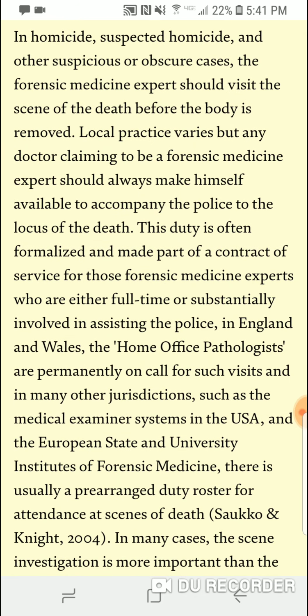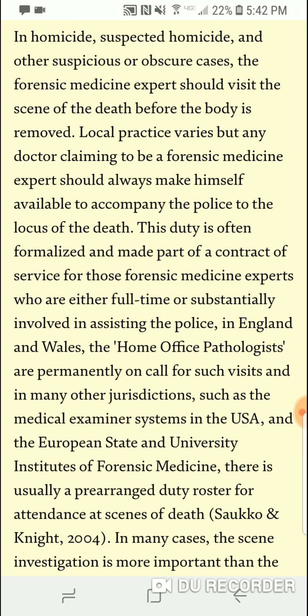In homicide, suspected homicide, and other suspicious or obscure cases, the forensic medicine expert should visit the scene of death before the body is removed. That did not happen in this case. Local practice varies, which of course it does, but any doctor claiming to be a forensic medicine expert should always make himself available to accompany the police to the locus of the death. This duty is often formalized and made part of a contract of service for those forensic medicine experts who are either full-time or substantially involved in assisting the police.